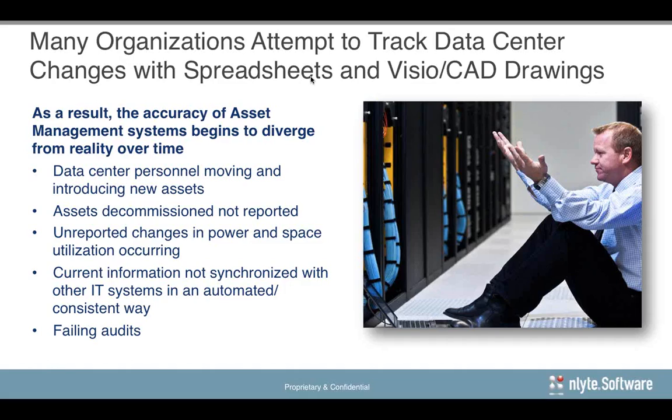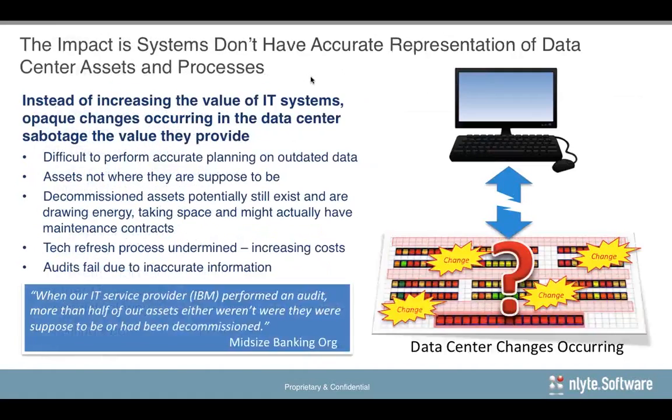The moment they smell there's something wrong, they jump in even further to find out what's going on. So a lot of times all this movement that's being captured manually isn't being captured. Changes are occurring that are outside the spreadsheets. The information gets out of sync, and as a result, you're failing audits and you're not updating the systems that are dependent on the data center.